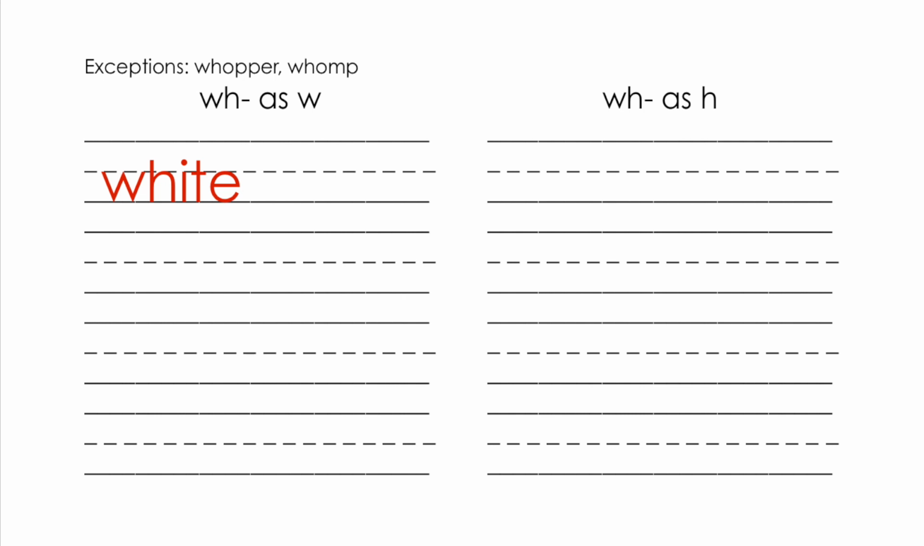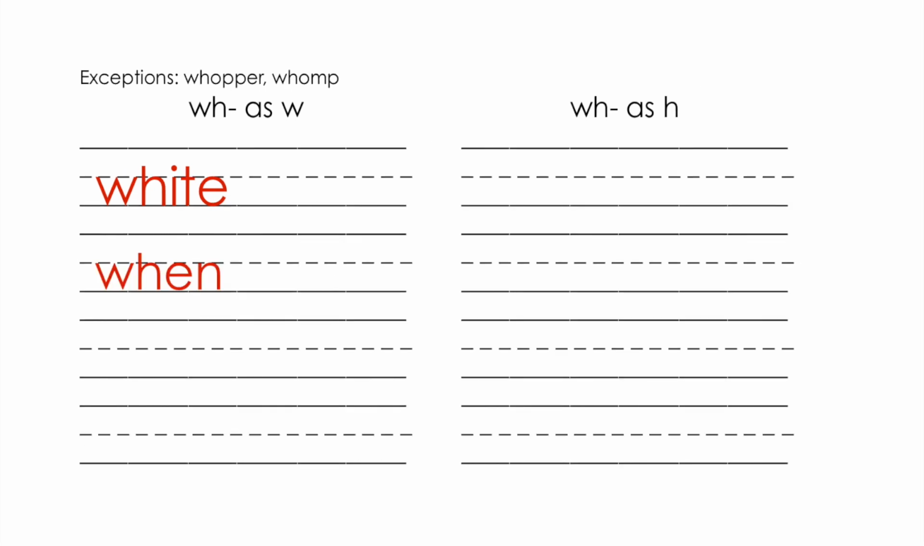The next word is when. When are we leaving? When is spelled W-H-E-N, and since it makes the W sound, it goes in the first column.